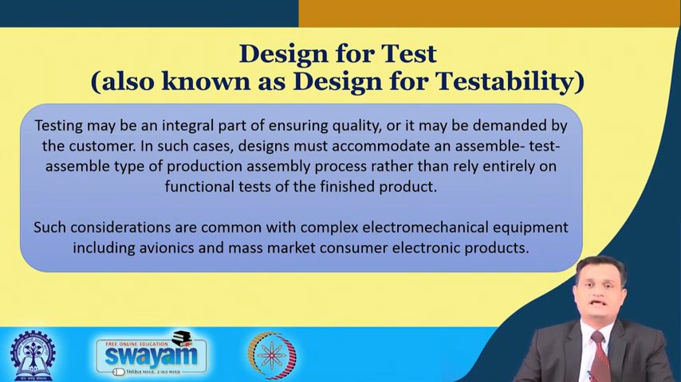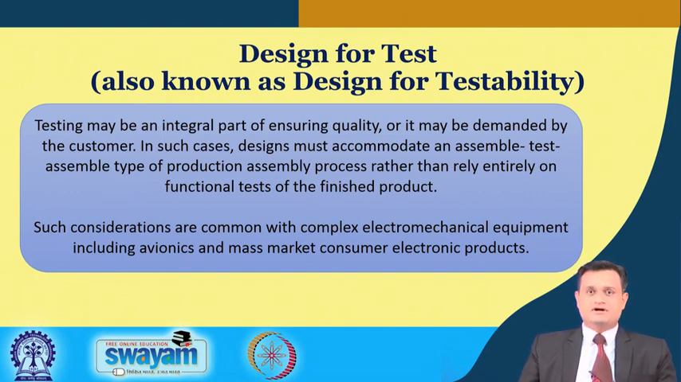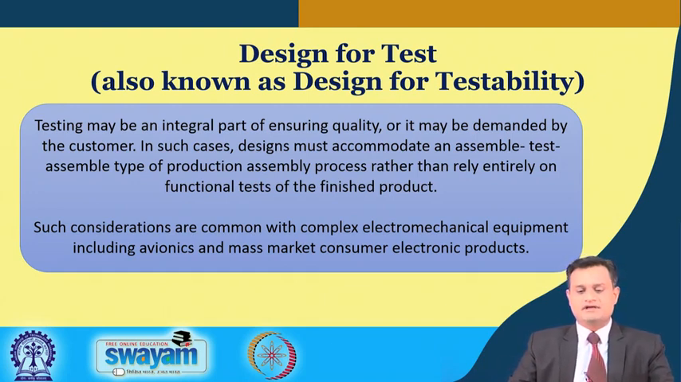So many a time you have a product, there are sub assemblies which need to be tested, and if this kind of testing is required rather than testing the fully functional product, then you really need to see how the product can be assembled, reassembled, or tested without dismantling, and whether there is a location or space available for conducting some of the tests. Such considerations are common with complex electromechanical equipment, including avionics and mass market consumer electronic products.